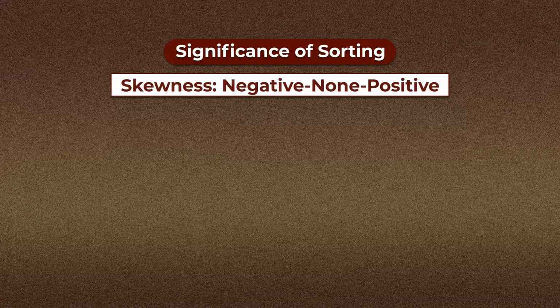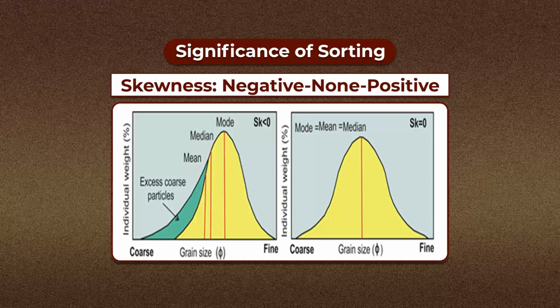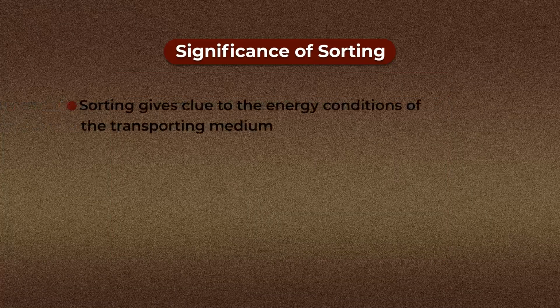Related to sorting is a property called skewness. Skew means how the sediments deviate from a particular specific position. Then there could be negative skewness; for example, this one here is negatively skewed. If you have no skewness, no change, then you call it none. And if it is more towards the right side, then you call it positive.